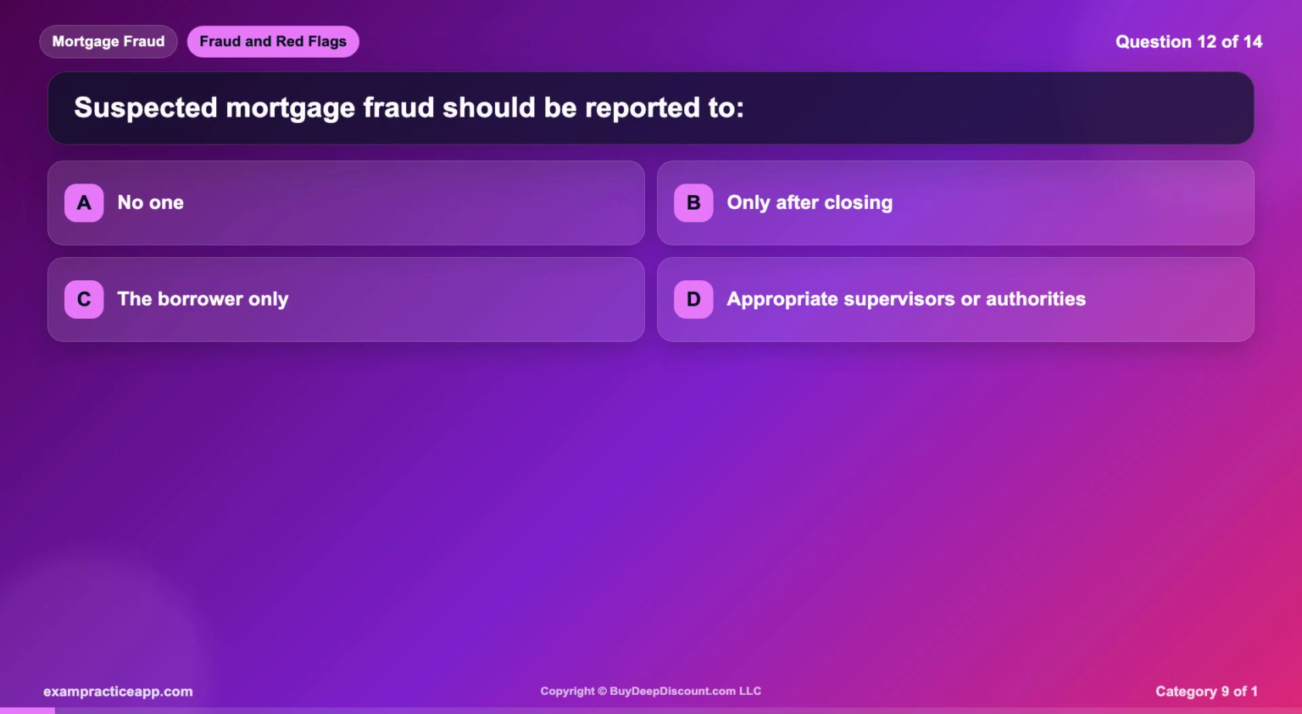Question 12. Suspected mortgage fraud should be reported to, option A, no one. Option B, only after closing. Option C, the borrower only. Option D, appropriate supervisors or authorities. Take a moment to choose your answer. The correct answer is option D, appropriate supervisors or authorities. Explanation: fraud must be escalated and reported.